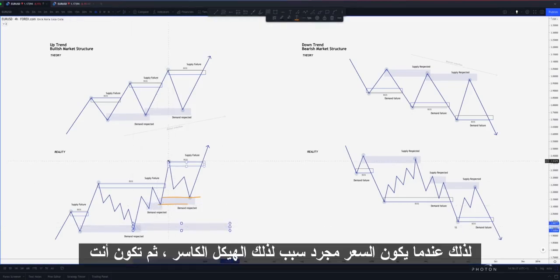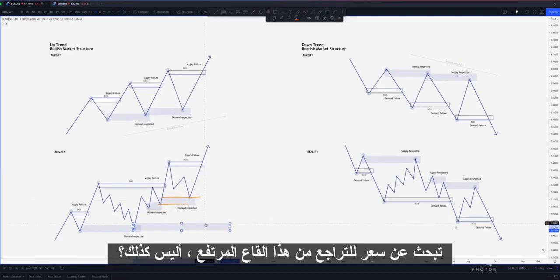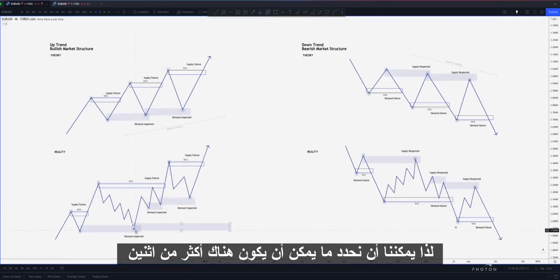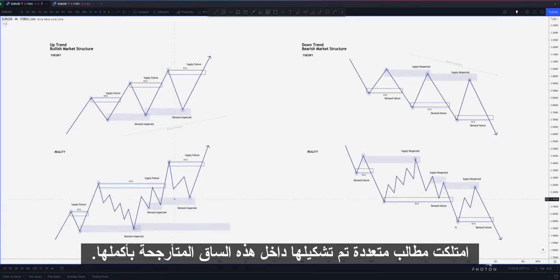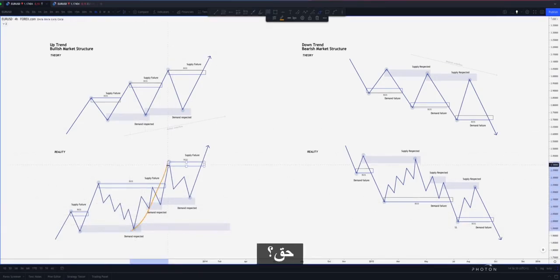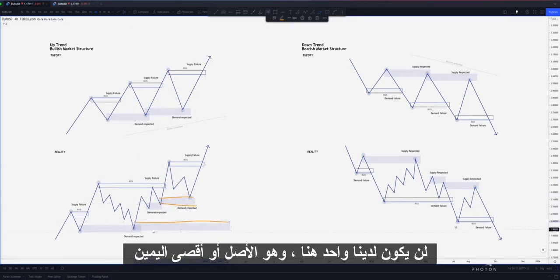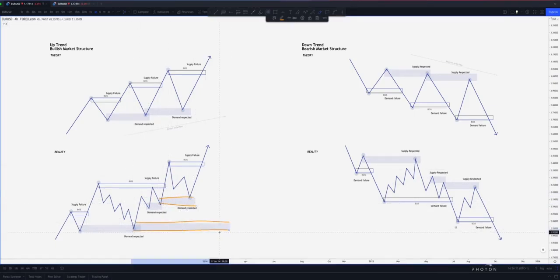So when price has just caused that break of structure, and then you're looking for price to pull back and form that higher low, right? We don't know where that higher low is going to form. So we can outline, potentially more than two, right? There could be multiple demand zones that were formed within this entire swing leg, right? So in this case, we have two. We have one here, the decisional, and then we have one here, which is the origin or the extreme, depending on what you want to call it.